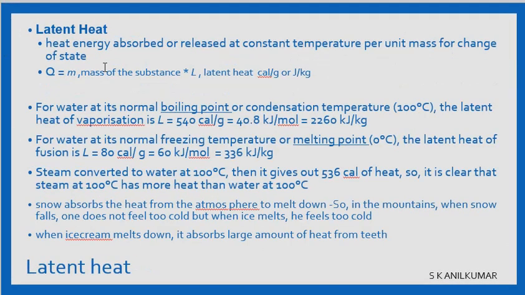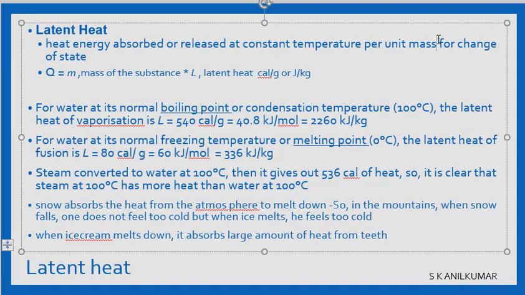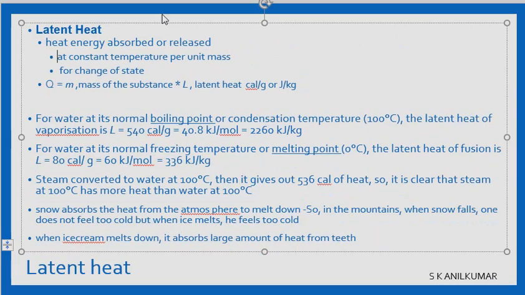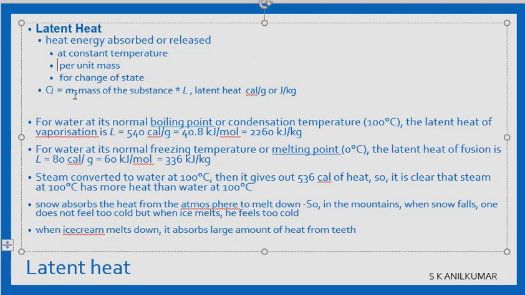What is latent heat? Latent heat is the heat absorbed or released at constant temperature per unit mass for change of state. What is change of state? Solid to liquid to gas. So the heat energy lost or gained at constant temperature per unit mass for change of state is what is called latent heat. So Q equals mass of the substance times L, the latent heat. Calorie per gram is the measure.